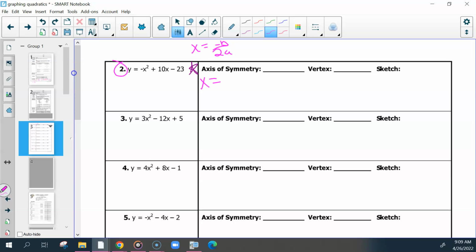Our b value would be what? 10, but in this case it'd be negative 10 over 2 times what's our a value? Negative 2. Oh, sorry. The denominator would be negative 2 times negative 1. So x equals 5.